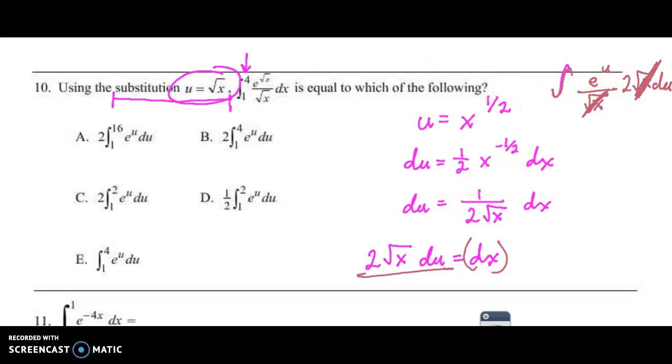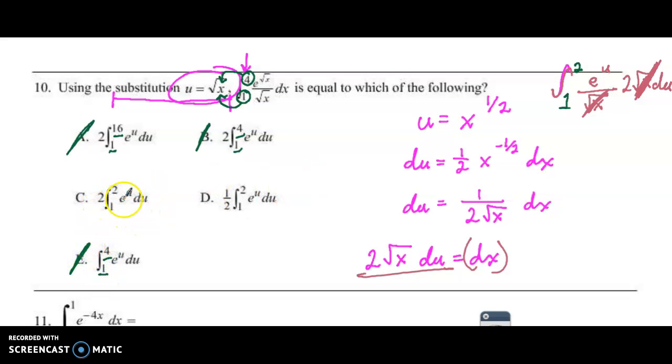Now, I mentioned before I didn't mess with the bounds because these bounds were in terms of x. So if you were to plug 1 in for this x, the new bound is the square root of 1 for u. So this bound is still 1. But if I plug in 4 in right here, well, the square root of 4 is 2. Everything needs to be in terms of u when you do u substitution. So as you look through your options, A, it's not 1 to 16. It's not 1 to 4. You have to change your bounds when we change it in terms of u. And it's not E.